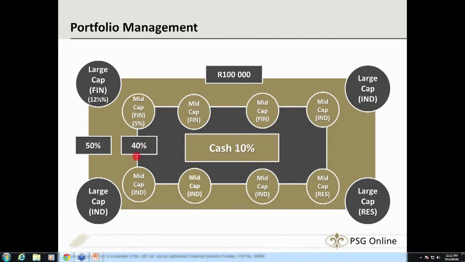Okay, if you add it up, what's missing? We get 50 plus 40, which equals 90. What's missing is maybe cash. And this might also be part of your strategy, to keep maybe 10% in cash. Why? Because what happens if an opportunity comes along, you're fully invested, and now you have to sell one of the shares in your portfolio, and you'll be selling for the wrong reason.